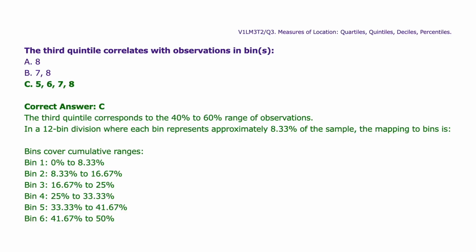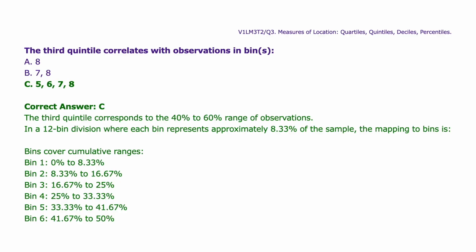Quintiles divide data into fifths, 20% segments. First quintile is the lowest 20%, 0 to 20%. Second quintile is the next 20%, 20% to 40%. Third quintile is the next 20%, 40% to 60%. Look at cumulative percentages to find where 40% and 60% fall.